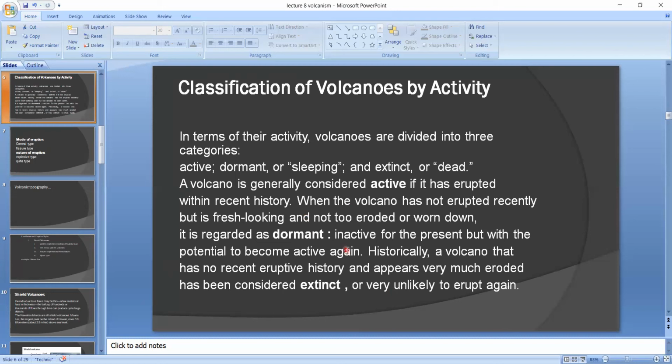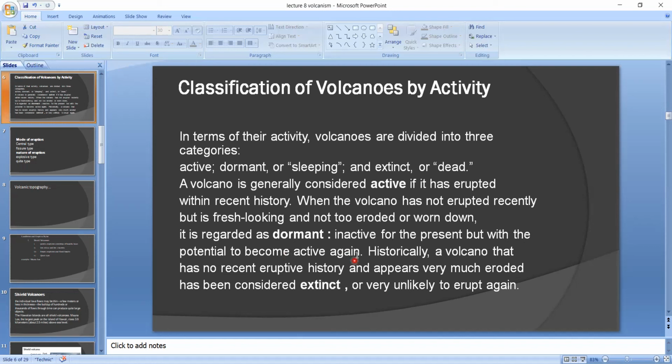If a volcano has not erupted recently, like it has not erupted in 50 years or 40 years, but it's looking fresh and it's not eroded, and its rock and its landscape are intact, then you can say that the volcano is dormant, or in other words, a sleeping volcano, and you don't know, it can erupt again anytime.